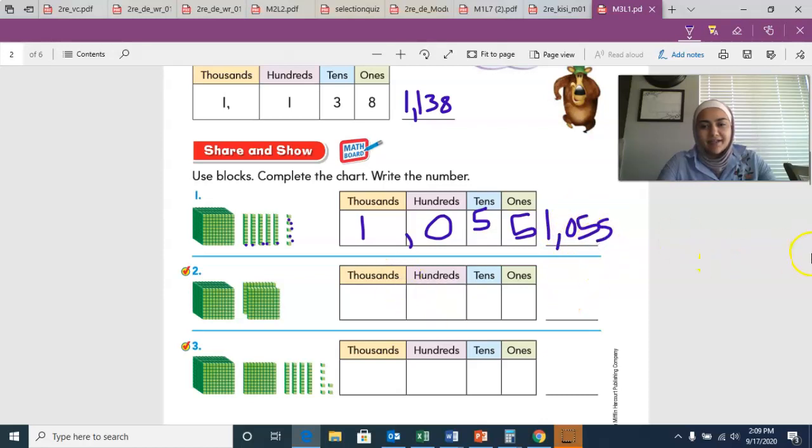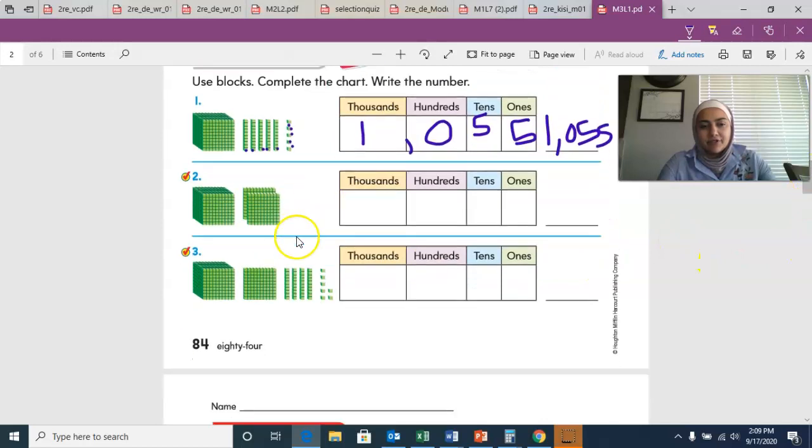Okay, let's look at 2. For number 2, how many thousands do you see? There's 1,000. How many hundreds do you see? There's 2 hundreds. How many tens and ones do you see? There's no tens and ones. Do we leave it blank?